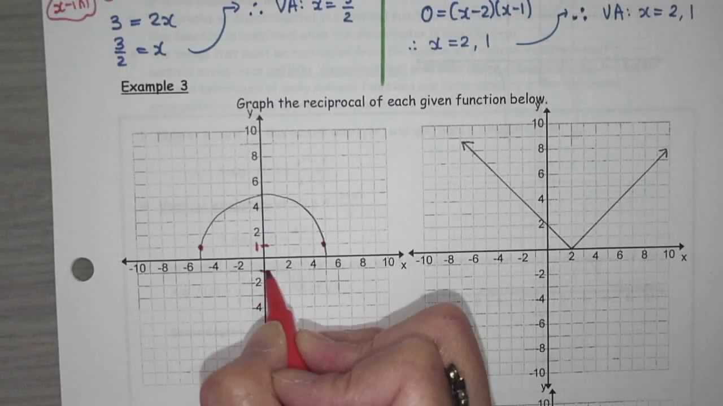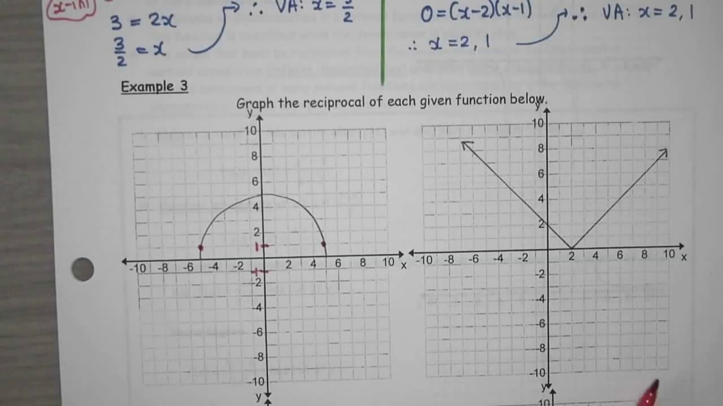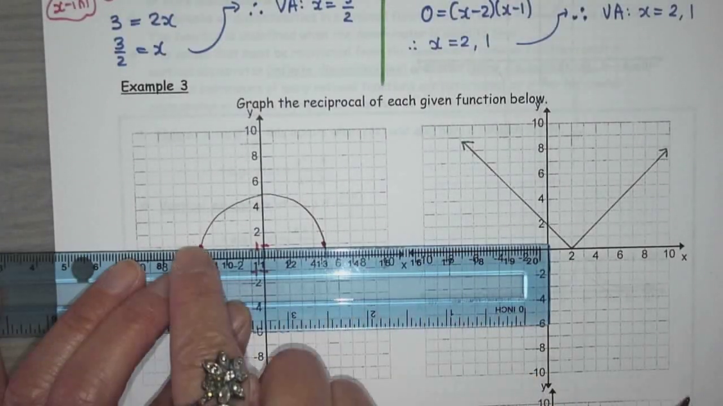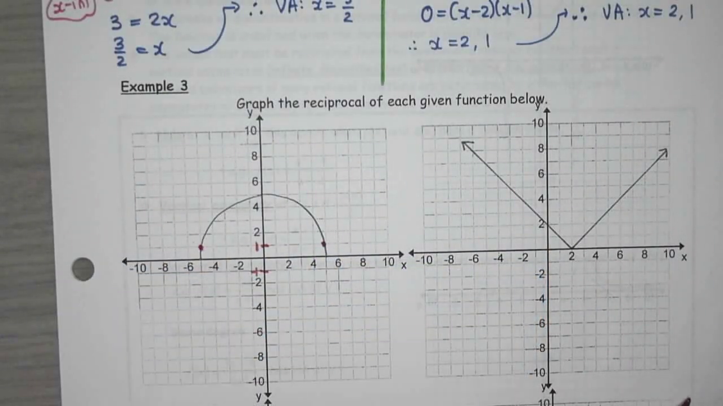How about -1? Is there any part of the function I can dot? No. And so what you're doing is you're looking, right? You're saying, okay, anywhere that the function crosses at 1, I'm going to dot those points. Anywhere at -1, there's nowhere there.